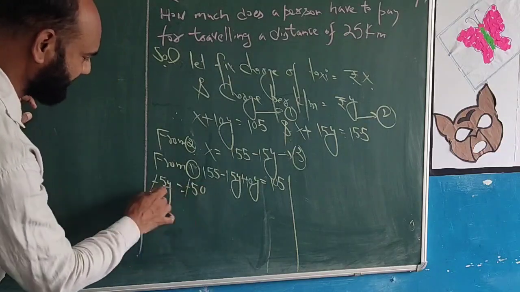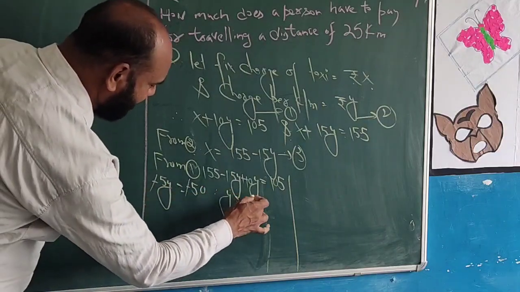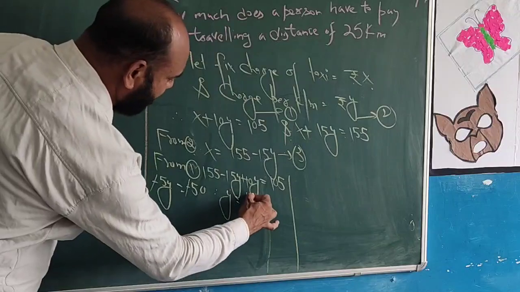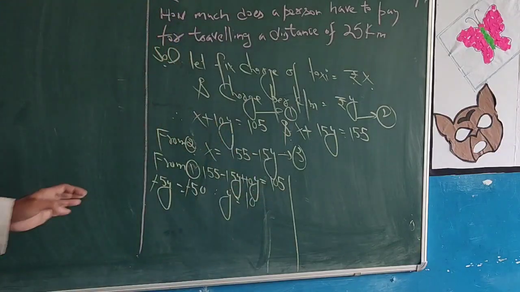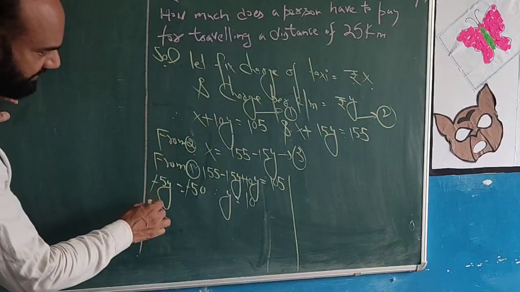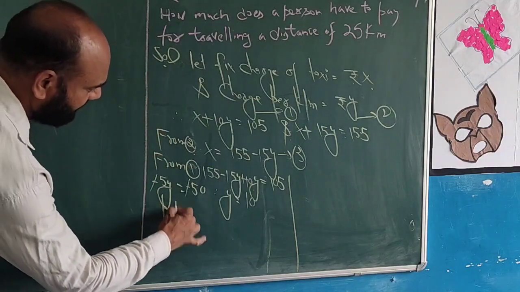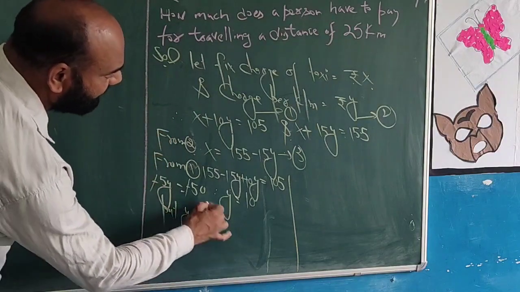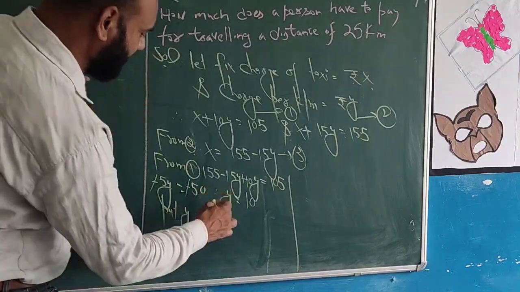So minus and minus cancel out. Therefore, y is equal to 50 upon 5, which is 10. Therefore, the value of y is 10. Now put y equal to 10 in any one of these two equations. So put y equal to 10 in equation number 3.